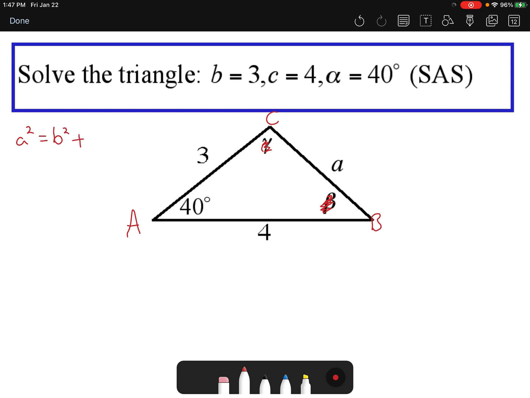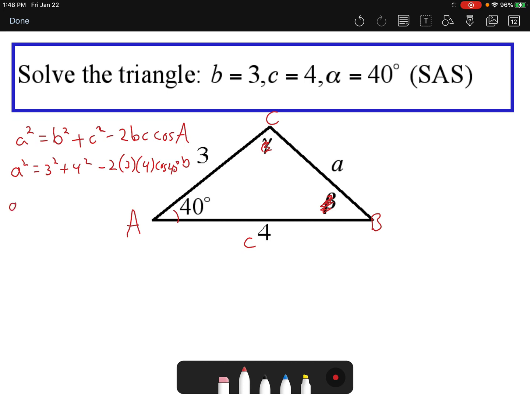So A squared equals B squared plus C squared minus 2BC cosine angle A. You will have this memorized probably after you write this 3 times. Excuse me. So to do this problem then, all we have to do is fill in our parts. Well, this is B and this is C. And angle A is 40. So A squared equals 3 squared plus 4 squared minus 2 times 3 times 4 cosine of 40 degrees.